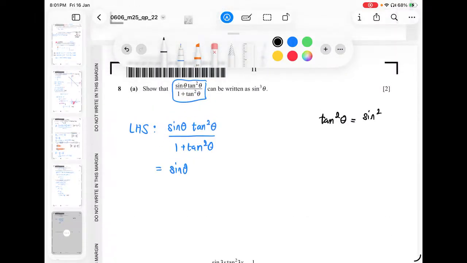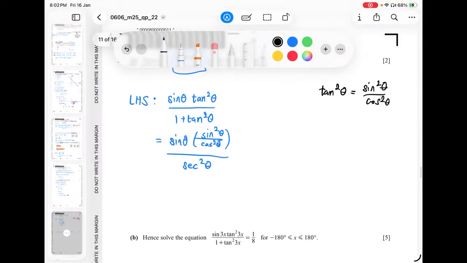So you can just write this as sine squared theta over cos squared theta. And so just multiply this by sine squared theta over cos squared theta over 1 plus tan squared theta. We saw that to be secant squared theta. So you need to know that 1 plus tan squared theta is equal to secant squared theta. So these are the two identities we used.